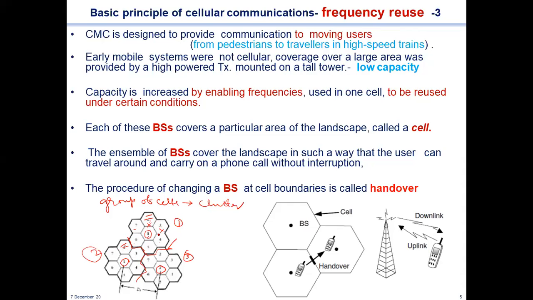And if you see here, as I mentioned, early mobile communication systems were not actually cellular. So their coverage was very large, they cover a large area, but they provide low capacity. The reason is they are not cellular, because the coverage over the large area is being provided by a high power transmitter mounted on a tall tower, which results in low capacity.